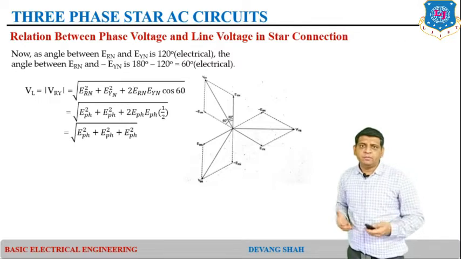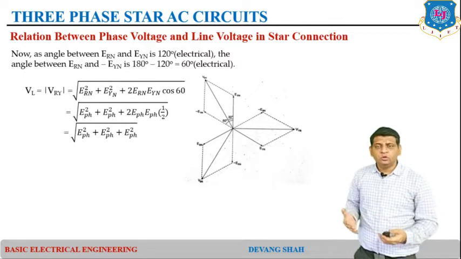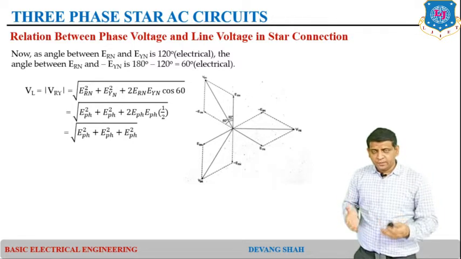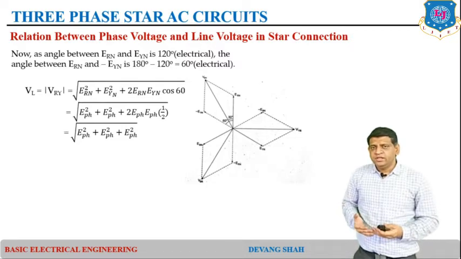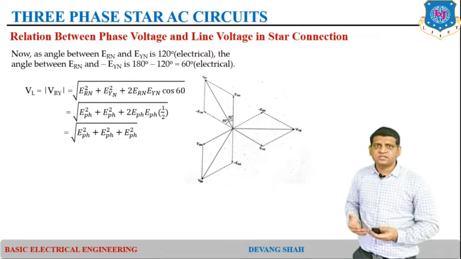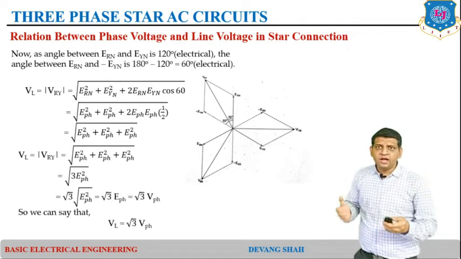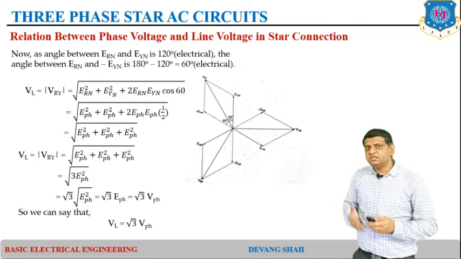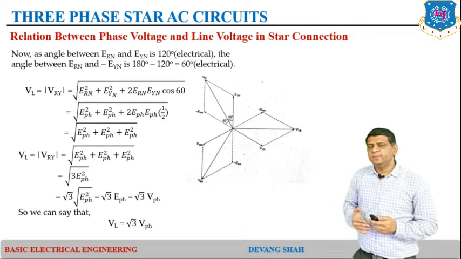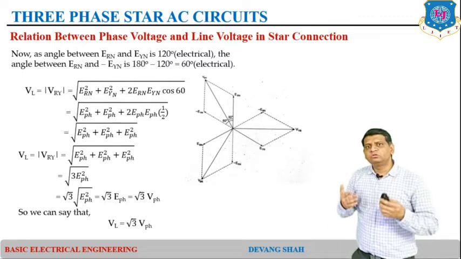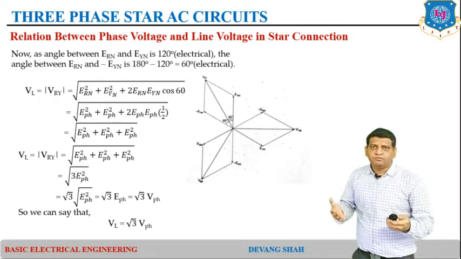Then I can find my total equation: VRY is equal to under root of ERN square plus EYN square plus, now instead of this, I am going to write 2 into ERN into EYN cos 60. Once you solve this, using trigonometry the last equation would be VRY is equal to root 3 times EPH. I can conclude that the line voltage is nothing but root 3 times the phase voltage, right?